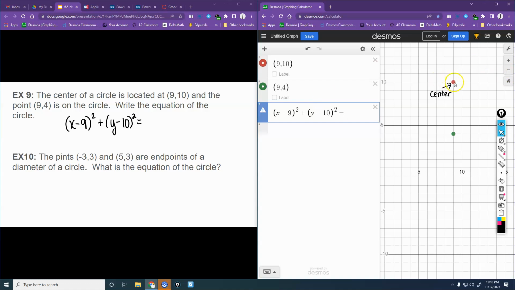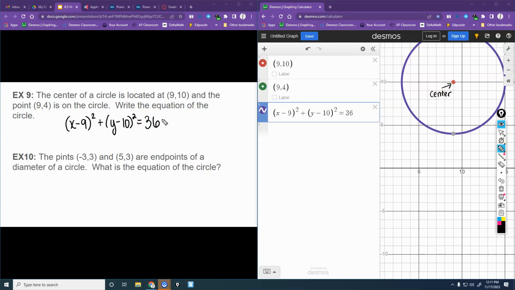If this is the center, then the circle goes around this way, right? So I've got this circle, which looks not exactly like that, but kind of close. So what would the radius of that circle be? 6. So I can count it, and I would have 6 squared right here, which is 36, and then I can erase my ugly circle and see that that works right there. So this over here should be 36.